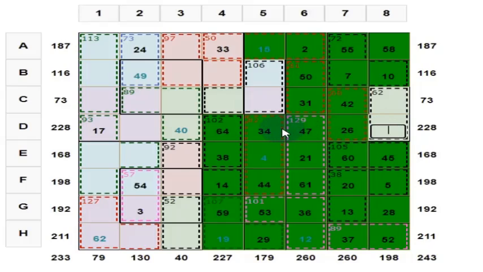So, 1, 2, 3, 4. These 4 numbers should give you 130. 34 plus 47. You can put it as 50 plus 31, 81. 81 plus 26 is equal to 87, 97, 107. 23. Answer is right. Color has changed.